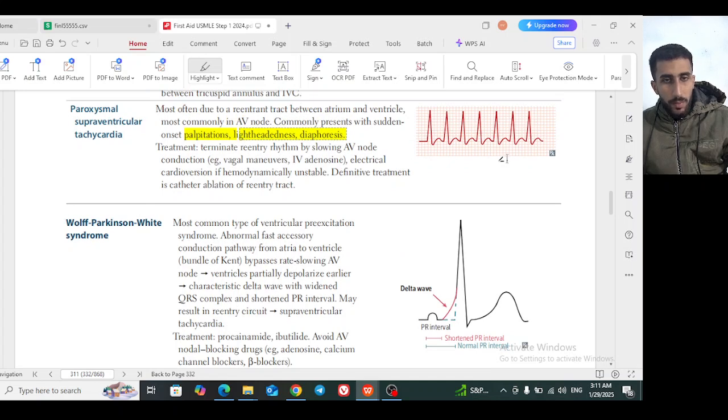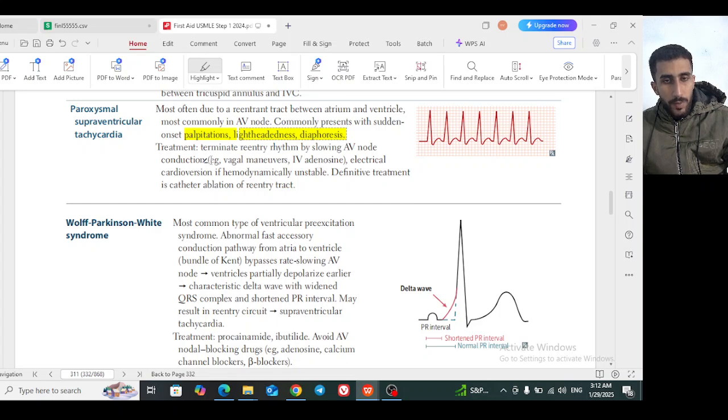So the treatment: you terminate re-entry rhythms by slowing the AV nodal conduction. The defect is in the AV node, so you slow the AV node by doing some vagal maneuvers or IV adenosine. For the specific details, it is not very high yield. Don't bother yourself with specific details. Step 1 is now pass/fail, so you have to know the main things. So the vagal maneuvers and IV adenosine essentially.